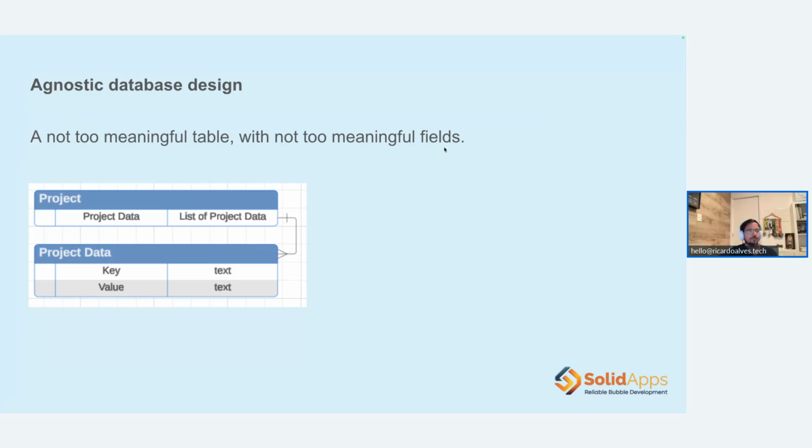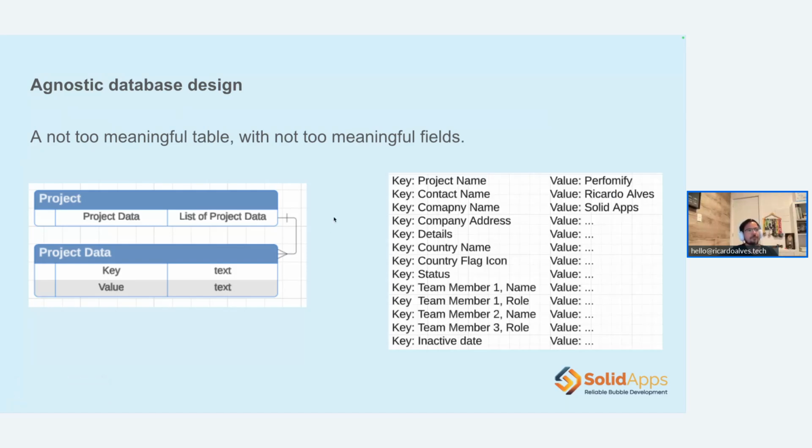So in that example, we can do something like this. We have a project table that has a list of project data. And the project data just has two fields, one key and one value. And we may fill these fields with, like, key: project name, value: Performify; key: contact name, value: Ricardo; key: company name, sorry for the typo, value: solid apps, and so on. So that is agnostic database design.